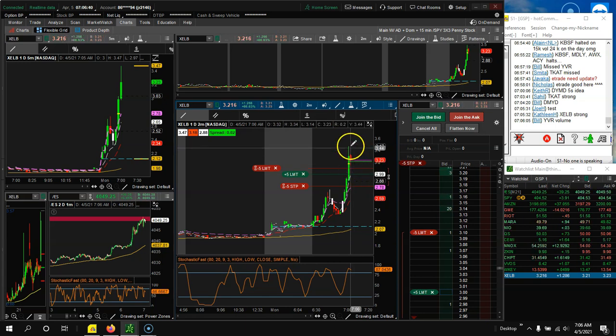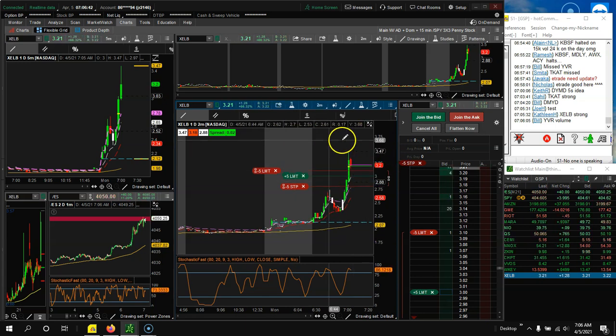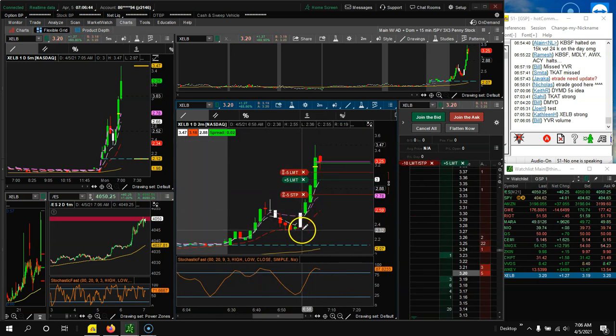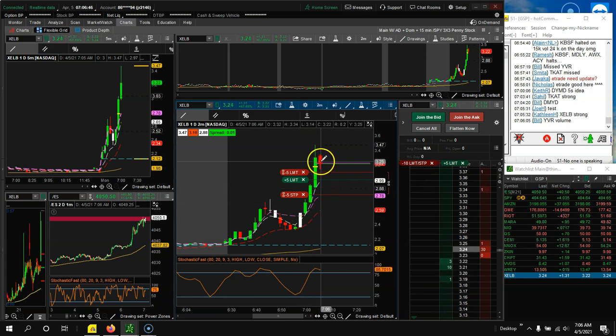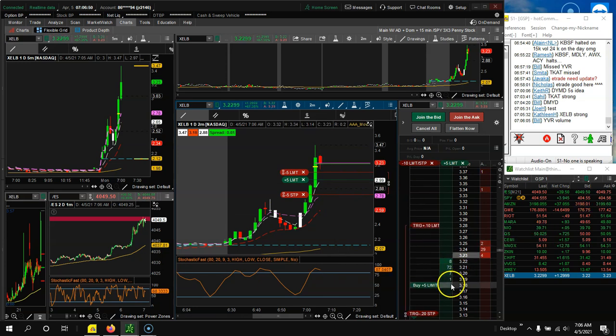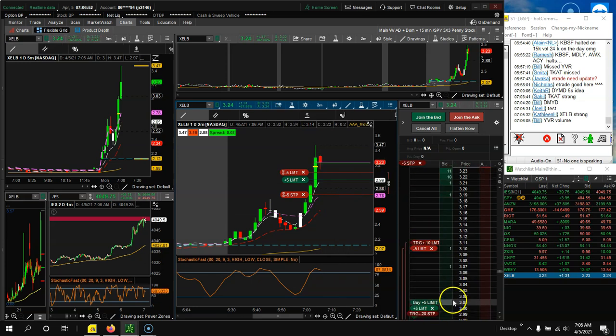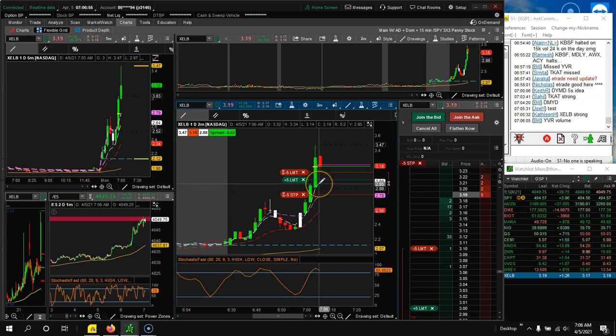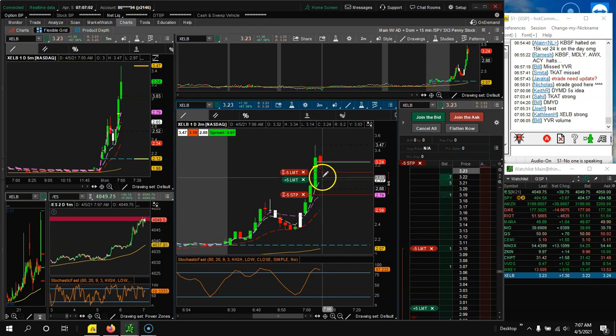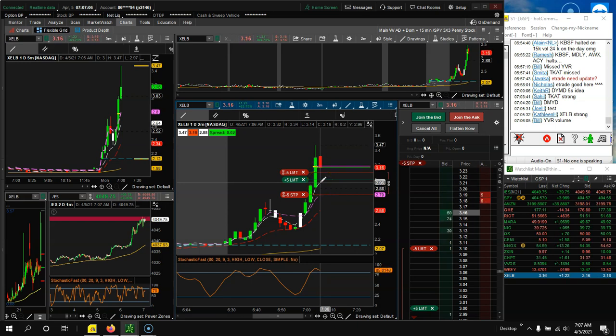I'm looking for a pullback. Okay, if you guys see, we're making lower highs, right? So I'm looking for a pullback into this level. It's a whole number, the $3 level. And right below we have my 9-period moving average. And I'm on a 2-minute chart. So what I'm looking for is a pullback into that level, which should act as a support.